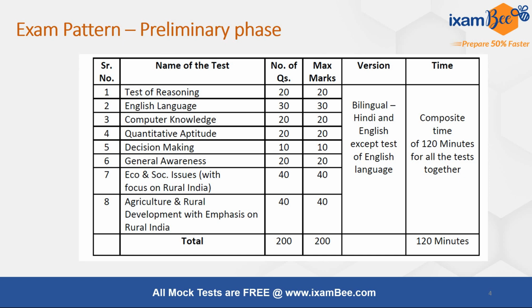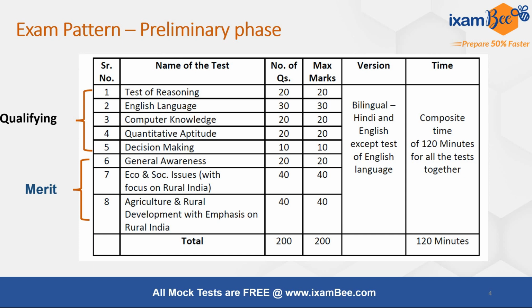Your preliminary phase consists of 8 papers, with the first 5 being qualifying in nature and the other 3 being merit based, which are your GA, ESI and agriculture and rural development. So these 100 marks papers will be counted for making the merit list for the students who will proceed to phase 2, which is the mains paper, and which will have your finance knowledge being tested.